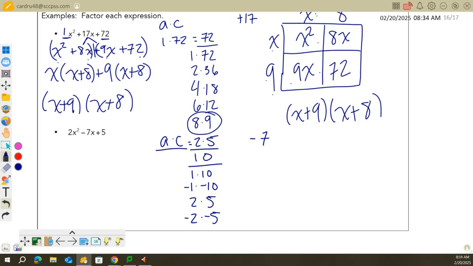So 1 plus 10, that's 11. Negative 1 minus 10, that's negative 11. 2 plus 5, that's positive 7. Negative 2 minus 5 equals that negative 7 that I want. So this negative 7x is going to split up into negative 2x minus 5x plus 5. So go on from here. Go ahead and factor by grouping or box method, and check your answer with the key on Brightspace.